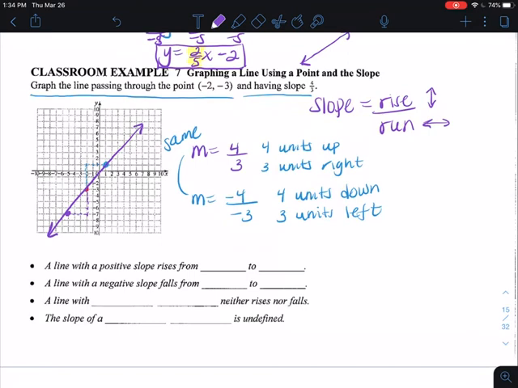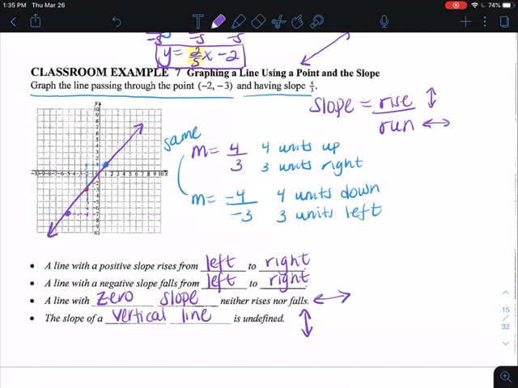Rise over run. A line with a positive slope rises from left to right. A line with a negative slope falls from left to right. A horizontal line neither rises nor falls, so this is 0 slope. And the slope of a vertical line is undefined. So this would be your vertical line, and this is the one with the 0 slope.